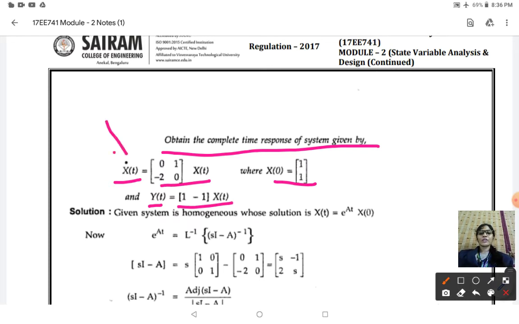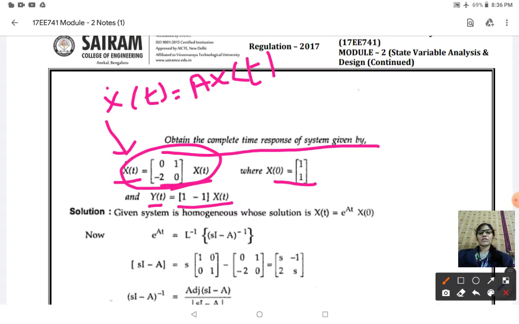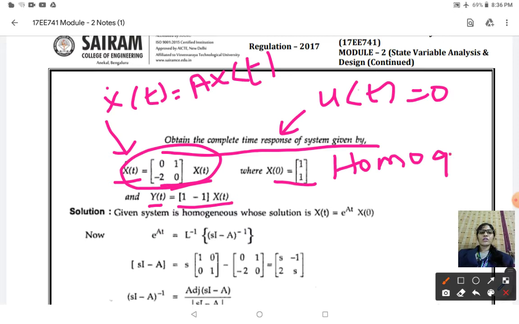So looking at this particular equation, here we have only x dot of t is equal to Ax of t. You could see this is what they had given in the problem. So when you look at this problem, the term u of t is absent, that is u of t is equal to 0. So from this it is understood the given problem is homogeneous. So when it is a homogeneous equation, the complete time response includes only the 0 input response.